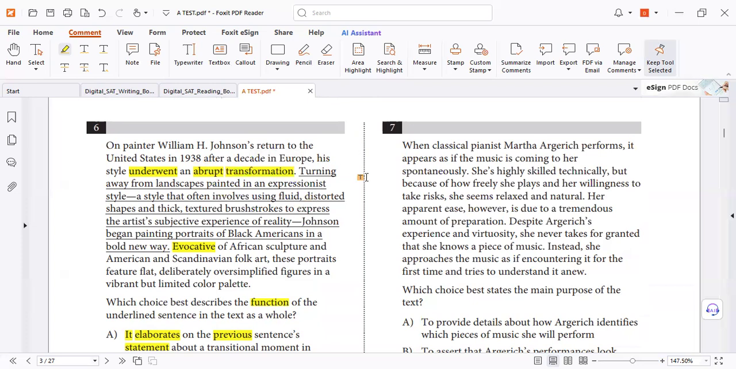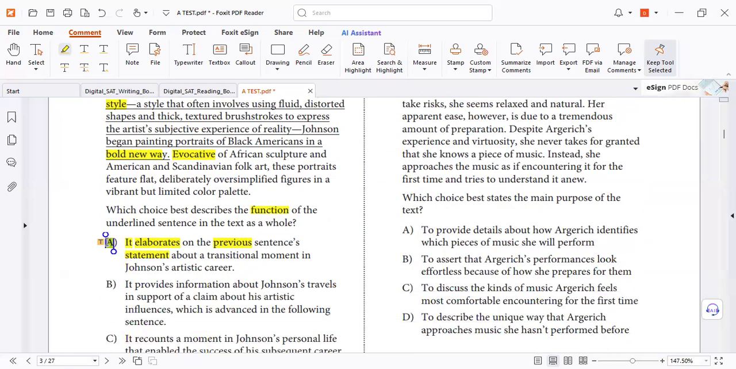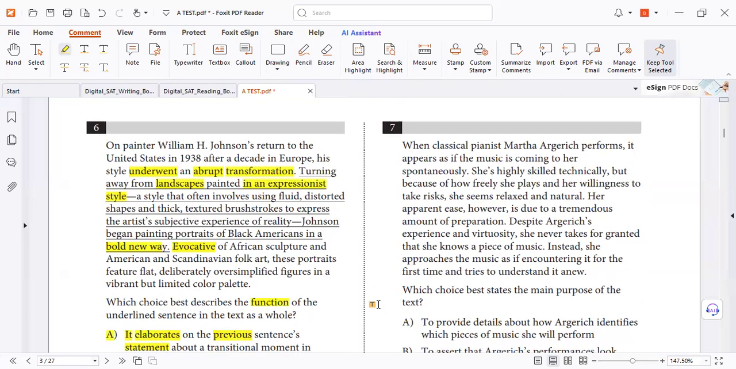The following sentence already explains it, develops it, elaborates it: turning away from landscape painted in an expressionist style, Johnson began painting portraits of Americans in a bold new way. That's called the change. He was painting in an expressionist style. If you don't know what expressionist means, read the definition between two dashes to help you. So it's correct. Yes or no?